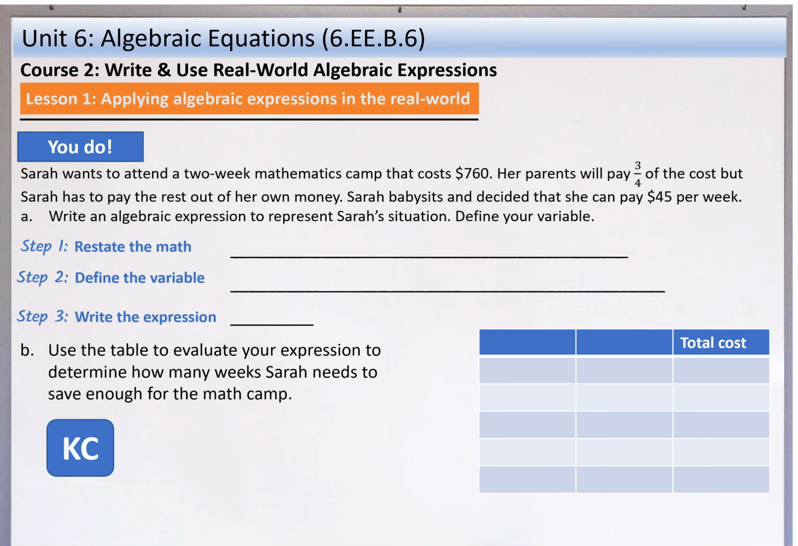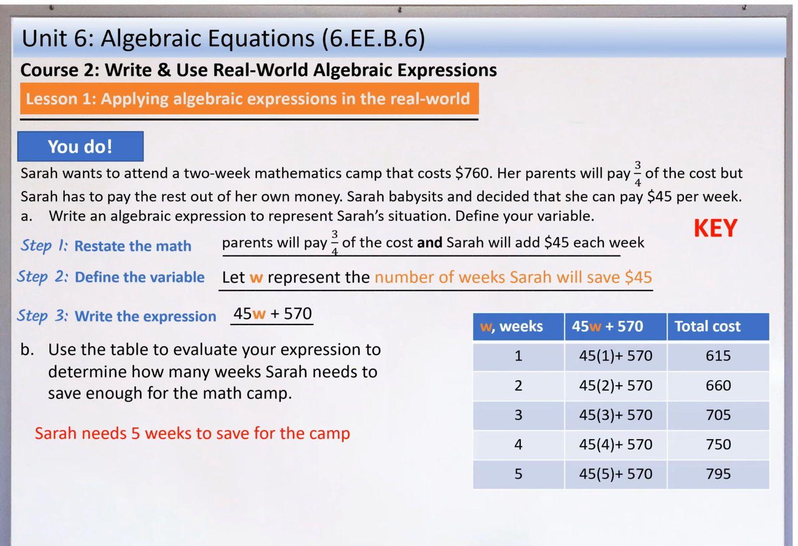Similar problem. Sarah wants to attend a 2-week math camp that costs $760. Her parents are going to pay 3/4 of the cost, but she has to pay the rest with her own money, and she decides to pay $45 a week. Let's see what this expression looks like. Okay, same as before. So we have two parts now. Her parents will pay this, and Sarah will pay this. So we'll let W equal the number of weeks. She pays $45 per week.